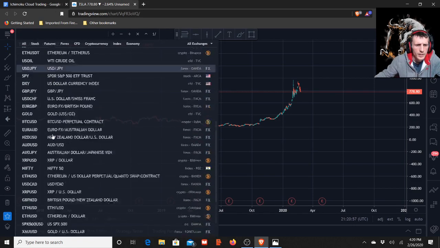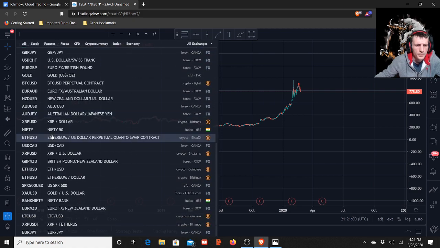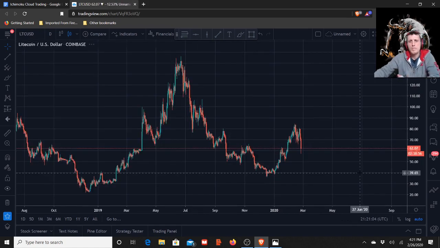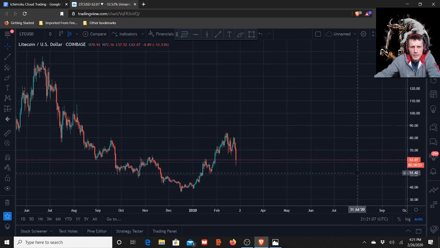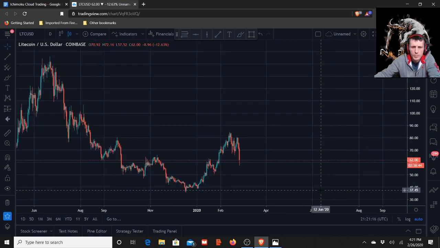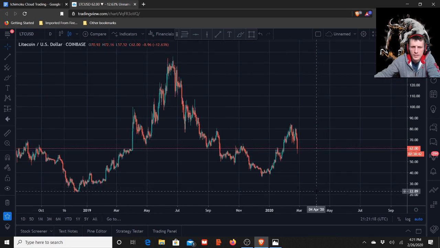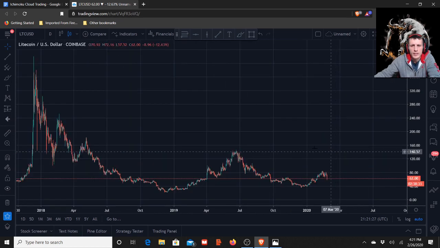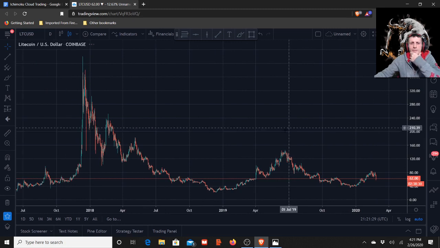Okay, what else do we got? Take a look at Litecoin. $57. Our bottom for Litecoin is right around the 22 area. I would probably buy this for a small little scalp.